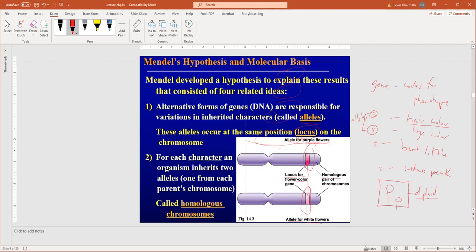And remember, these are homologous chromosomes. This could be from mom and this could be from dad. So they're not identical, right? They're homologous. If they were identical, they would be sister chromatids. So make sure you know the word homologous chromosome. We went over this in chapter 12 and 13.